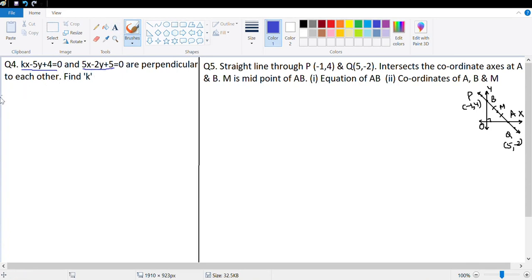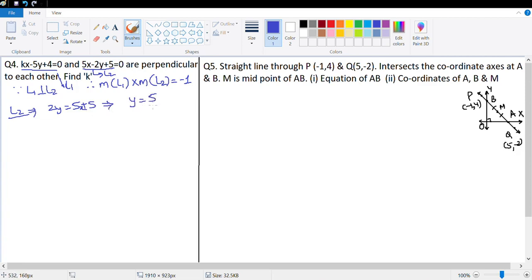So let's start writing. Since L1 is perpendicular to L2, therefore slope of L1 multiplied with slope of L2 will be equal to -1. Let's call this line 1 and this line 2. Line 2 is 2y = 5x + 5, which means y = 5/2 x + 5/2. Let's compare this with y = mx + c.